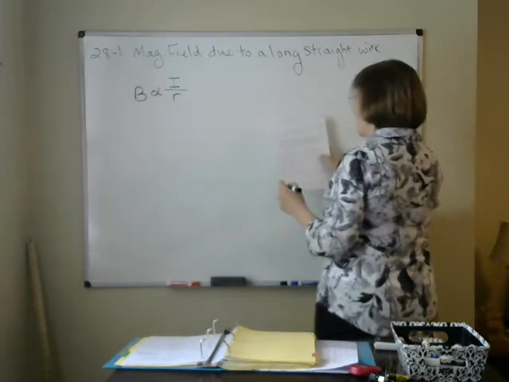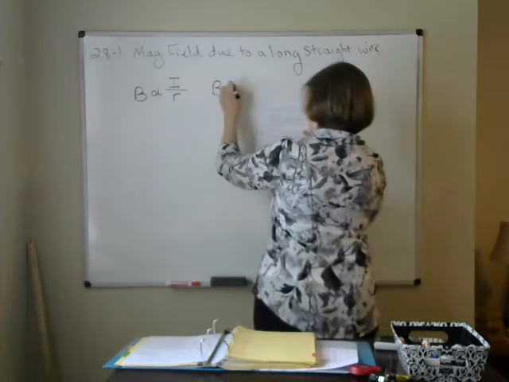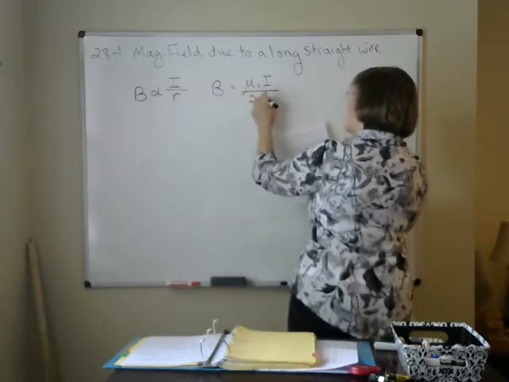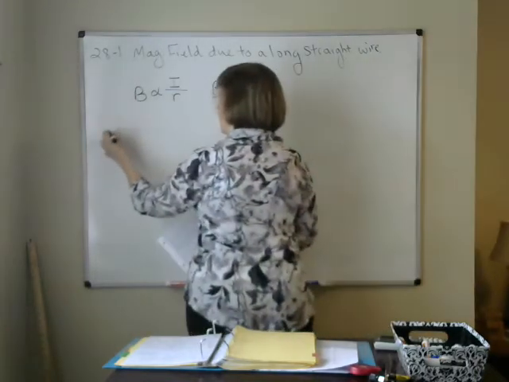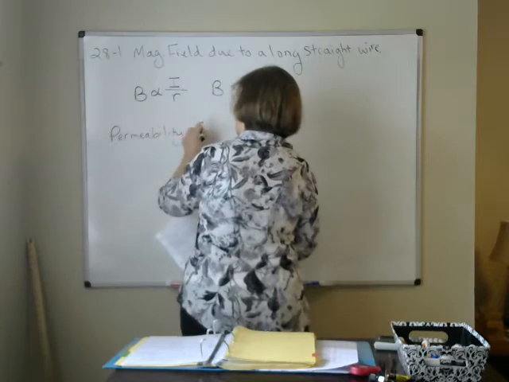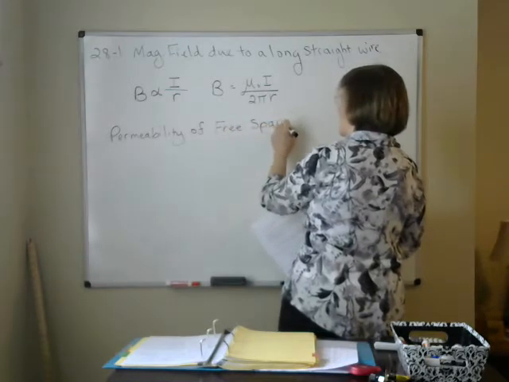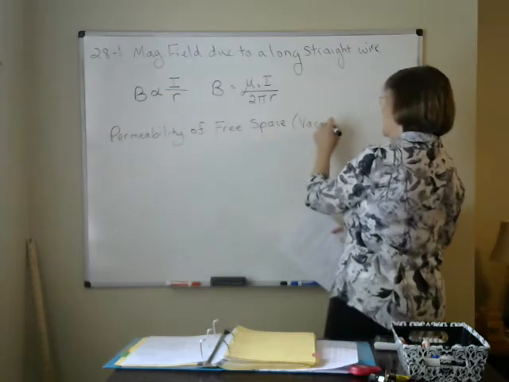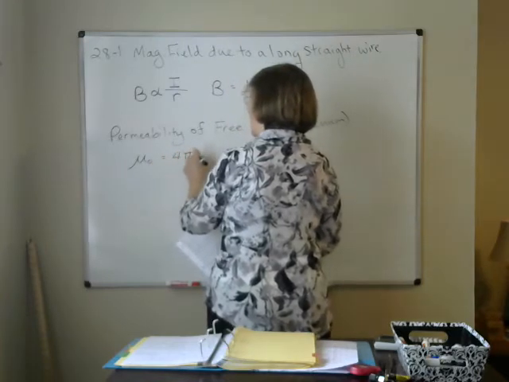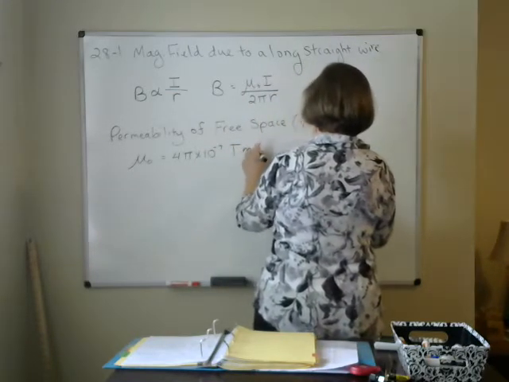Turns out that the constant of proportionality is mu naught over 2 pi. So we end up getting that B is equal to mu naught I over 2 pi r. Now, this permeability of free space, which is a fancy way of saying of a vacuum, is represented by the symbol mu naught, and it's equal to 4 pi times 10 to the negative 7. The units are Tesla times meters per amp.